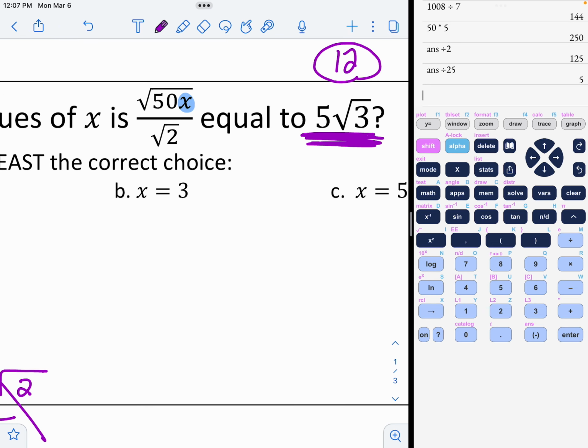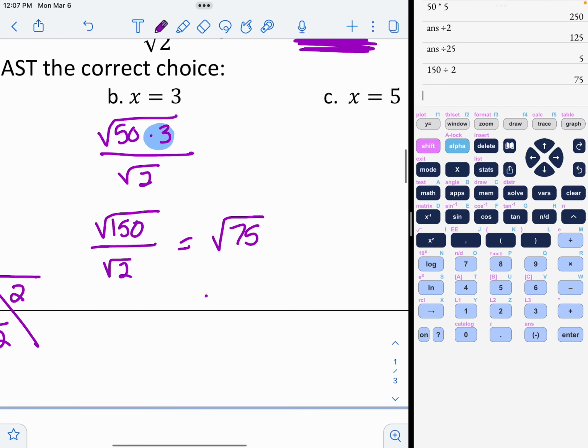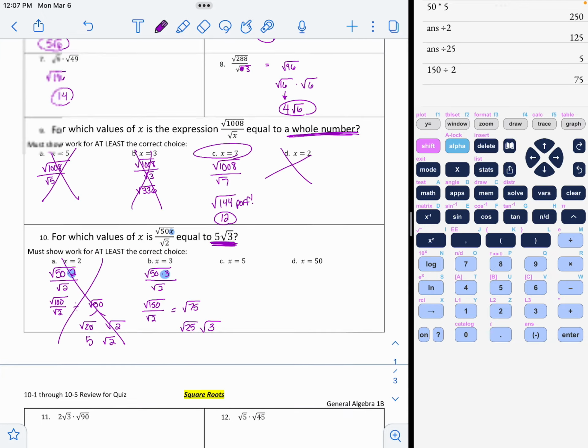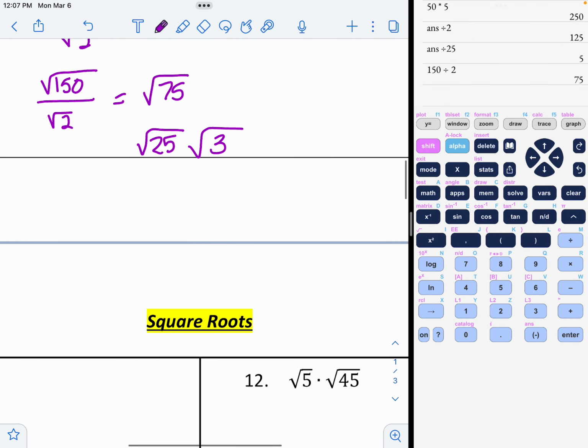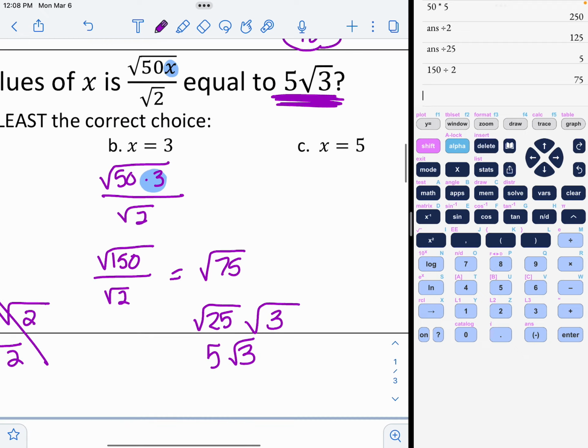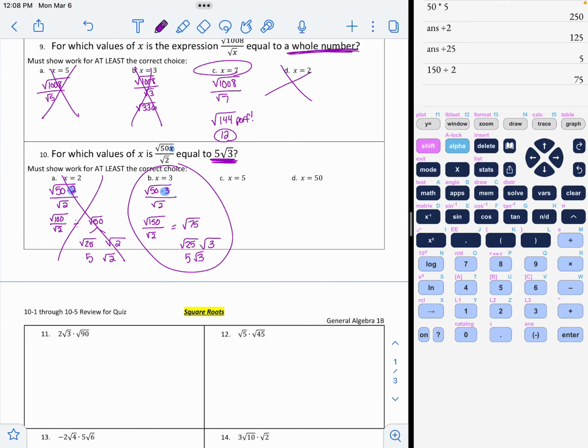Let's try B. So let's do the square root of 50 times 3 over the square root of 2. So I'm going to get a 3 in there for x. So this is square root of 150 over the square root of 2. Well, when you divide, you just get 75 because 150 divided by 2 is 75. Then I break that apart into 2 separate square roots, which are 25 and 3. Again, I would have to use that yellow list, and the first number on my list that worked would be 25. And then that is 5 square roots of 3. And that's your answer. So that's the one that gives you 5 square roots of 3. So I showed you one that does work and one that doesn't work.